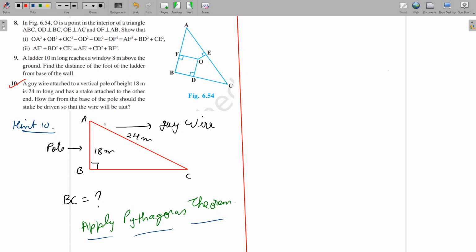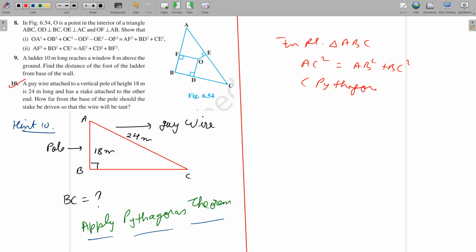What we have to do is apply Pythagoras theorem. Opposite to angle B, we know if angle B is 90 degree, opposite to that will be the hypotenuse. So here we will apply the Pythagoras theorem, that is AC square equal to AB square plus BC square. So in right triangle ABC, we get AC square equal to AB square plus BC square because of Pythagoras theorem.